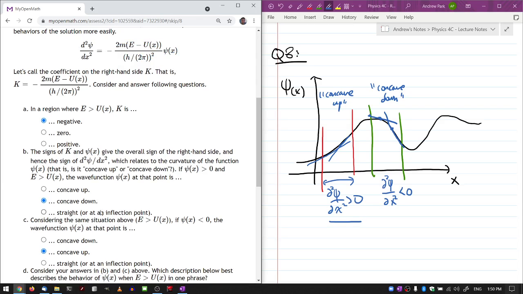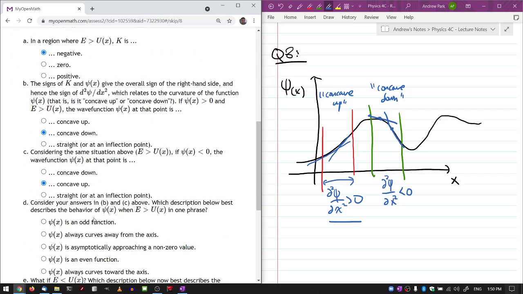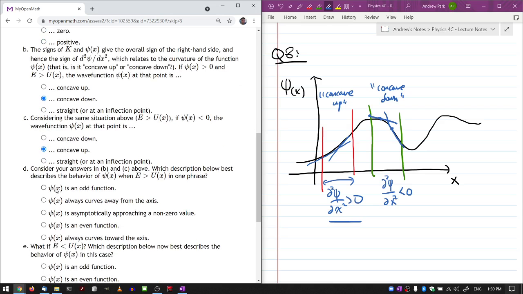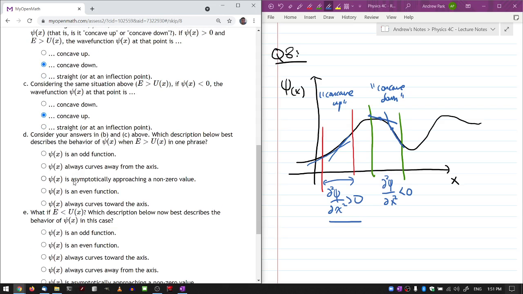Combining B and C, it asks which description below best describes the behavior of psi when E is greater than U of x. Let's go through each choice one by one. Psi of x is an odd function. I don't think I have enough to say that, because odd means when I replace x with minus x, the whole function changes to minus its previous value, and I don't think I have enough evidence to say that.